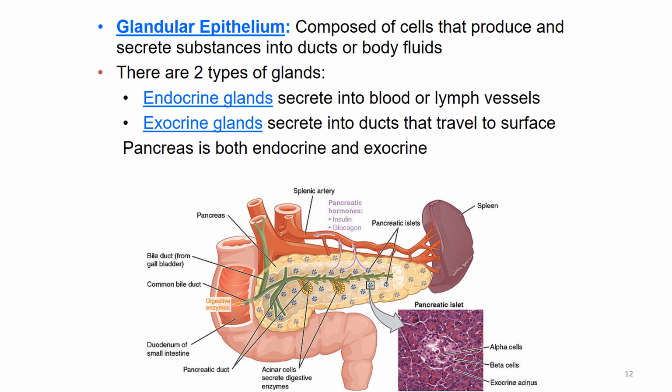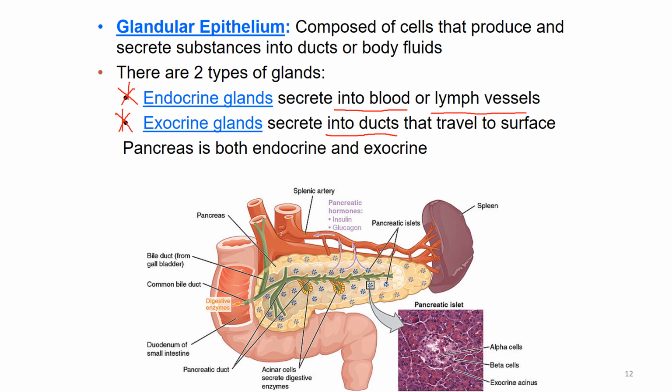Stratified cuboidal, stratified columnar epithelial tissues make up glands. So glandular epithelium is composed of cells that secrete substances into our ducts or body fluids. There are two types of glands, endocrine versus exocrine. Endocrine glands make their secretions and then release these secretions, these products, into blood or lymph vessels. Versus exocrine glands, they release their substances into ducts that travel to a surface or to an inside of another organ. Now, usually glands are either endocrine or exocrine.